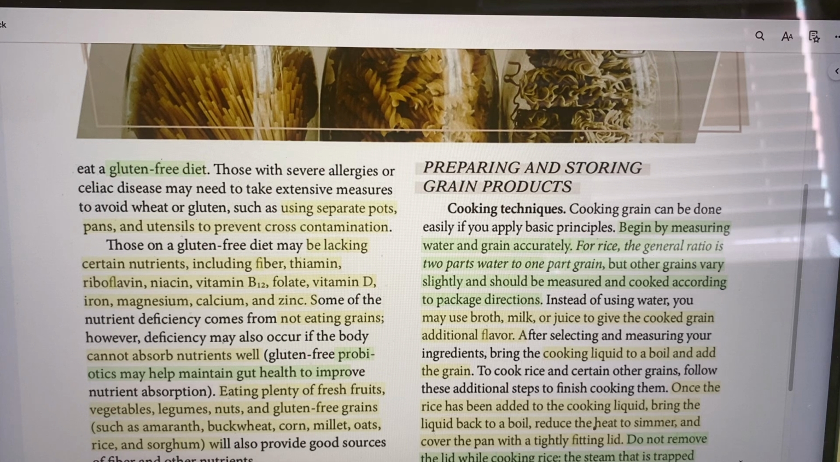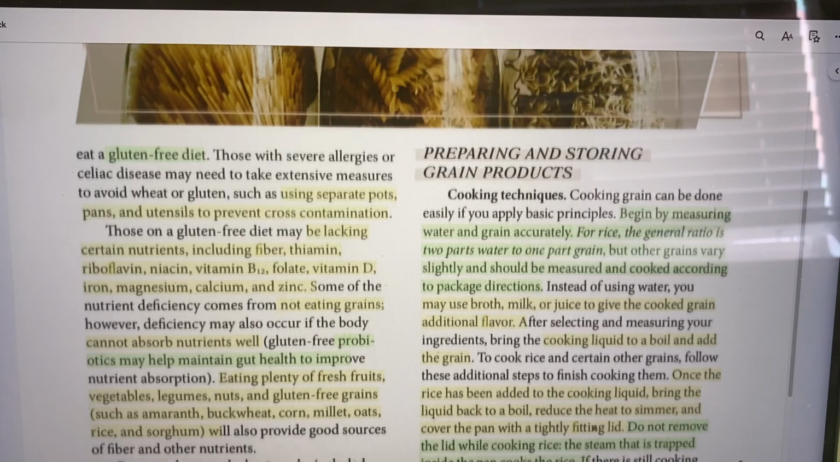Those on a gluten-free diet may be lacking certain nutrients because they can't eat bread, so they lack fiber, they lack thiamine, riboflavin, niacin, vitamin B12, folate, vitamin D, magnesium, calcium, and zinc. So there's a lot of vitamins they lack, so they have to take vitamins in the midst of this if you're not eating grains. Some of the nutrient deficiency comes from not eating grains. However, deficiency may also occur if the body cannot absorb. They're not only not eating, but they're not absorbing these vitamins.